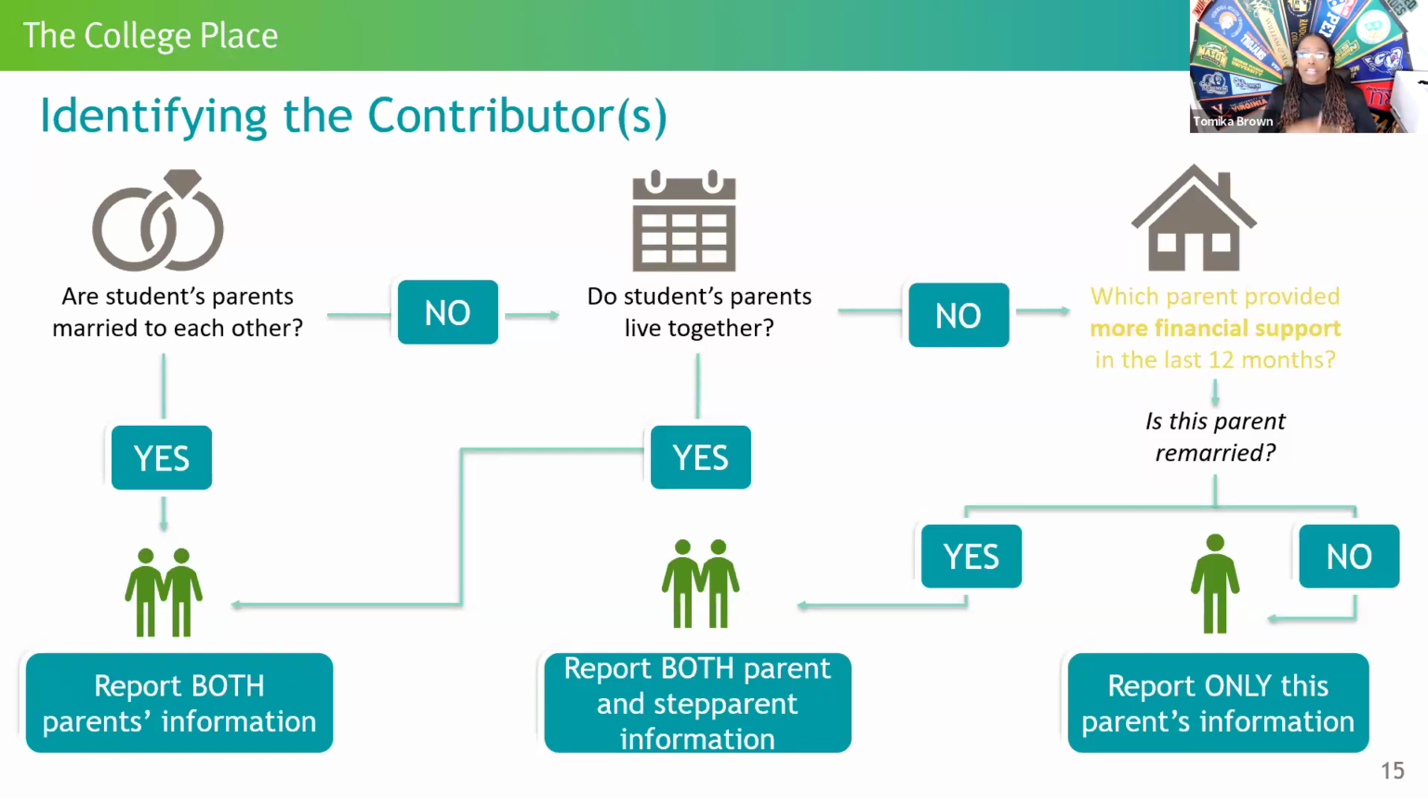If the answer is no, the next question is, do the student's parents live together? If the answer is yes, again, report both of those parents' information. And if there's a stepparent living with the student, yep, you include that parent as well. But if the answer is no, the next question, as we saw from the prototype, asks which parent provides more financial support in the past 12 months. Once a student has identified that parent, if that parent has remarried or gotten married, then that parent and the stepparent must provide information. If there's not a stepparent involved, that parent is the contributor and is required to provide information for the FAFSA.